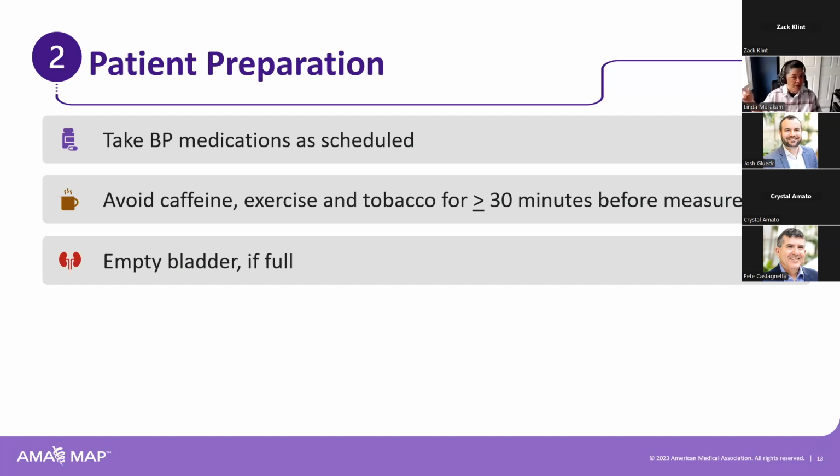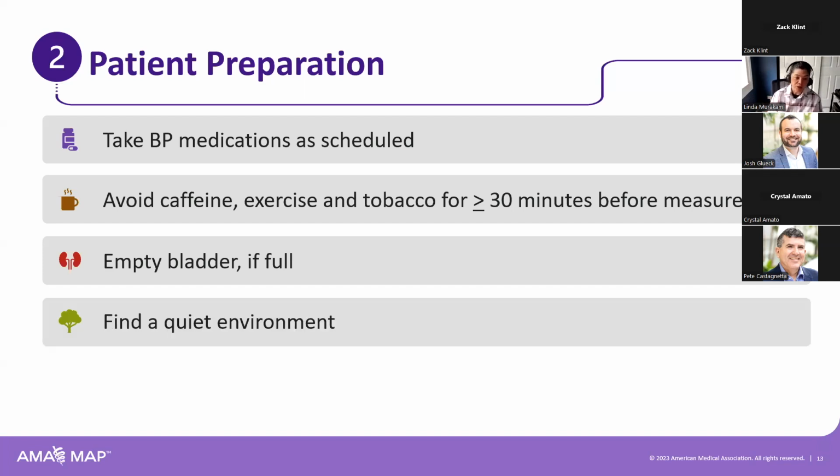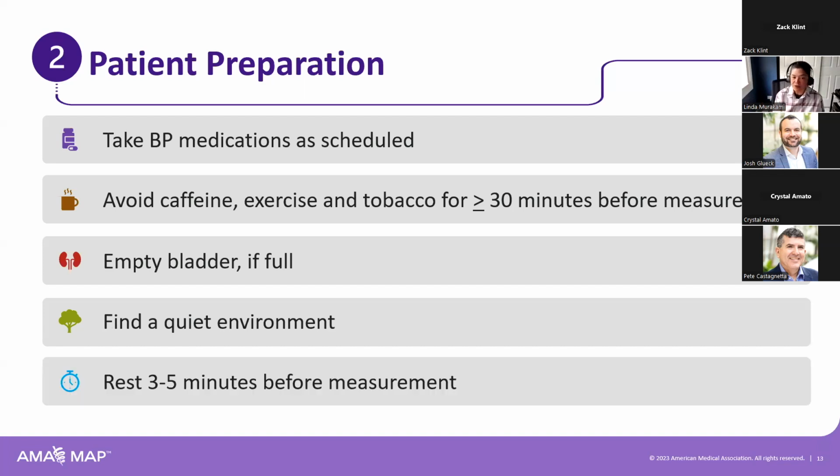And you can ask them if you're walking them to the exam room if they need to use the bathroom. And also you want to have them take the readings in a quiet environment. Lastly, you want to allow a 3 to 5 minute rest period prior to that measurement. So the easiest way to do that is to build it in and take the blood pressure as the last thing you do, after all the questions and after all the other vital signs. Next slide, please.